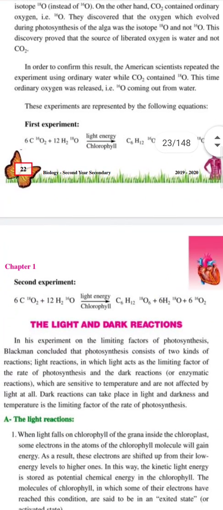Another experiment, carbon dioxide with oxygen 18 and water with oxygen 16 give us carbohydrates, water, and oxygen with isotope 16. So all of these three experiments prove that the source of oxygen in the photosynthesis process is water, not carbon dioxide. Thank you.